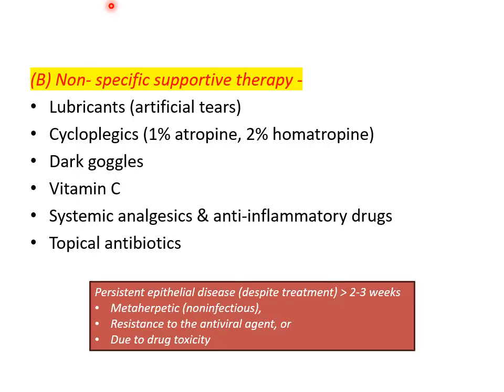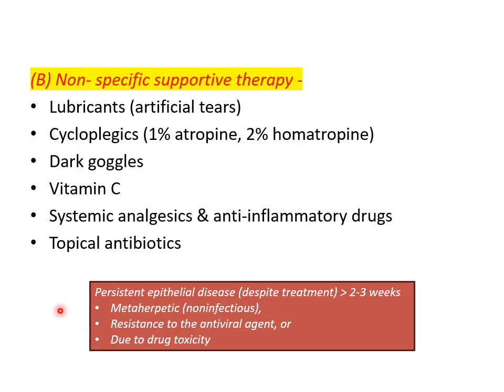Now, persistent epithelial disease. When would you call it persistent epithelial disease? If, despite treatment, the epithelial disease, that is fluorescein stain positive, is persisting beyond 2 to 3 weeks, that is labeled as persistent epithelial disease. What are the causes? If it is metaherpetic, that is a non-infectious condition, we'll be discussing it subsequently. If the person is resistant to antivirals, or if there is drug toxicity.